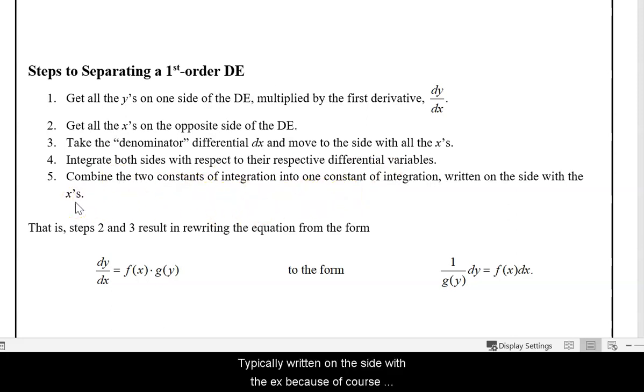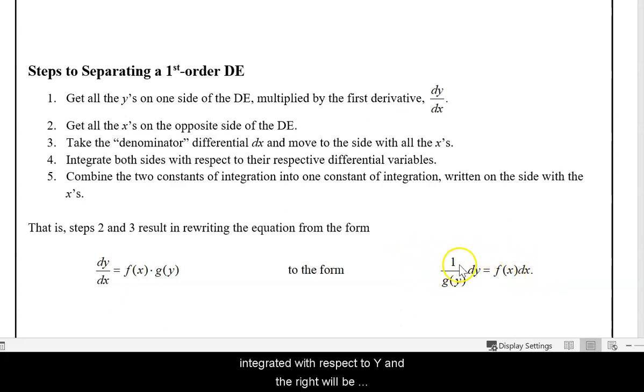It's typically written on the side with the x because, of course, we're trying to find y. That is, if you look at steps 2 and 3, what's happening is you're taking this form of the differential equation where you've isolated dy dx and determined that you can write it as a function of only x multiplied by a function of only y, and you've rewritten it in the form where the g of y gets moved to the left in the denominator, and the differential dx gets moved to the right and gets attached to the function of x. Then you will integrate both sides.